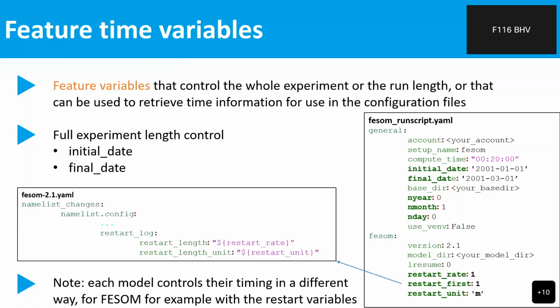Okay, and then we have here some variables: restart rate, restart first, and restart unit for FESOM. We have them also here in the FESOM 2.1 YAML configuration file. Can someone tell me if these time variables are feature variables or not, and why?